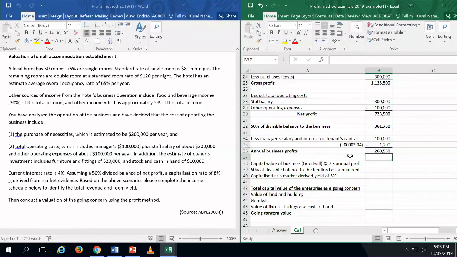So the annual business profit, the tenant's business profit, is 260,550. Now, this is the valuation part. Important facts for the valuation. Capital value of the business. This is profit, and we capitalize it by 3. Normally we calculate by 3. That's the standard. 781,350. Yeah.